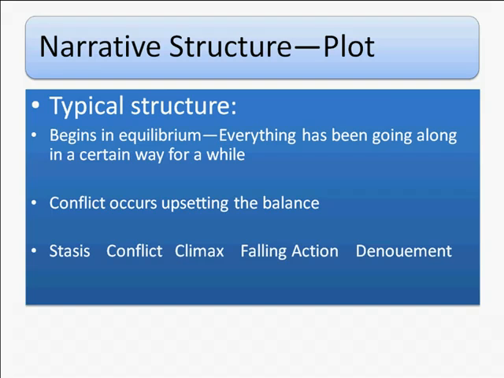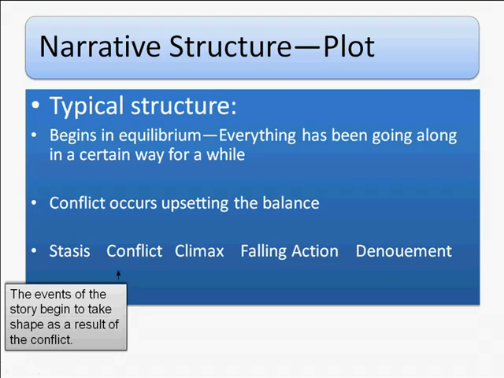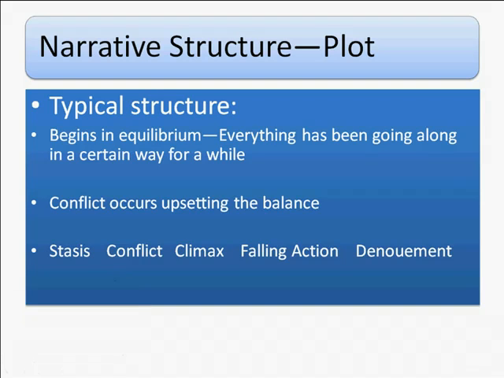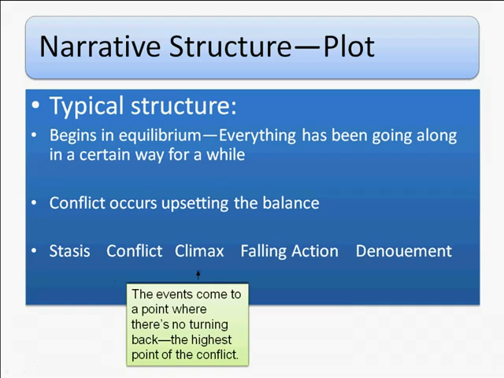Conflict will occur to upset the balance, and so the way that we track this is we start with stasis. That's where we are before the story. The story usually starts with conflict, the event or events that begin to take shape as a result. Conflict sets us up for what's going to happen in the story. Ultimately, those conflicts, the problems that the story's participants face, reach a point where there's no turning back. It's the highest point of the conflict.